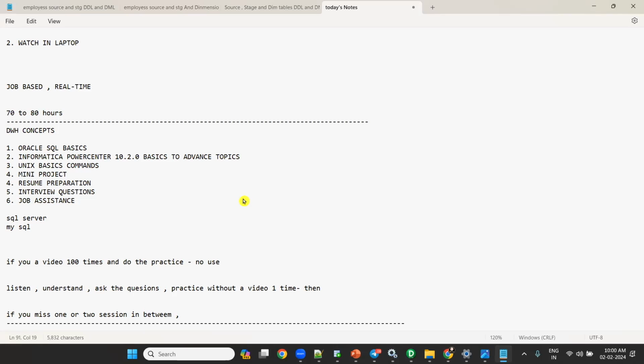In this training, I will cover data warehousing concepts, Oracle SQL basics, Informatica PowerCenter 10.2.0 basics to advanced topics, and Unix basic commands. I will give a mini project, which you have to implement. I'll prepare the resume for you. I will give the interview questions to you. And I will give job assistance, meaning how to apply, where to apply, and how to attend the interview. All of these will be covered in this training.